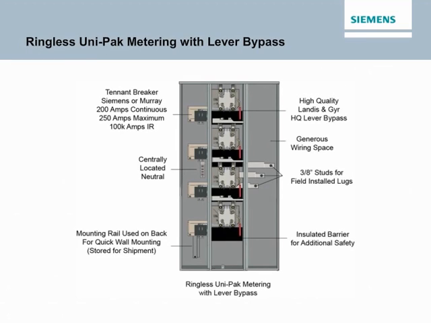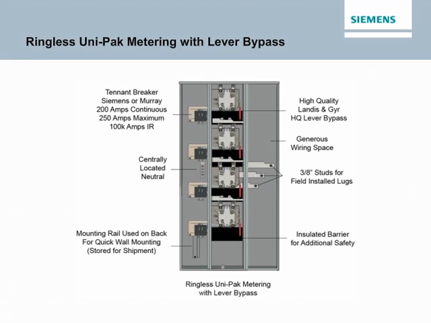Ringless Unipack metering with lever bypass is a variation of the standard Unipack metering design. This newer design is needed to comply with the lever bypass requirement of many utilities. As with the standard design, ringless Unipack metering with lever bypass configurations have 2 to 6 socket positions. However, all positions have a 200 amp continuous current rating, at 250 amps maximum, with a 100,000 amp interrupting rating. Positions are labeled for both Siemens and Murray circuit breakers. Bus current rating options are 400 or 600 amps.